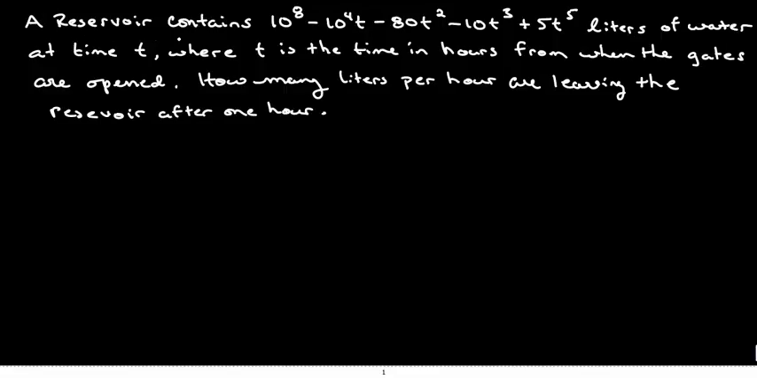Example number 6 says a reservoir contains approximately this many liters of water at time t, where t is the time in hours for when the gates of the reservoir are opened. How many liters per hour are leaving the reservoir after 1 hour? So this is our function right here.